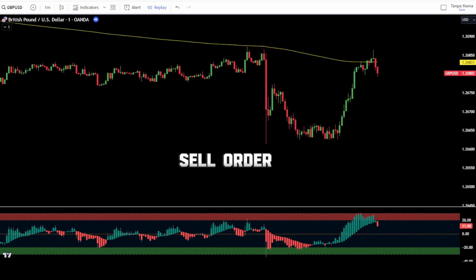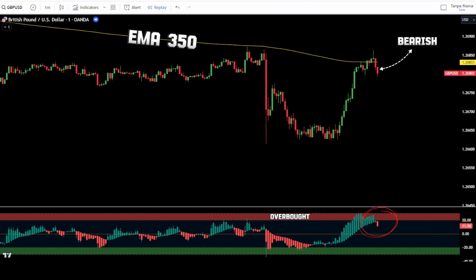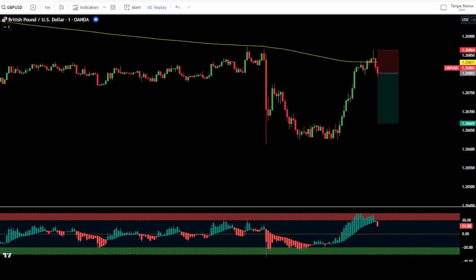To initiate a sell order, if the candlestick is below the Exponential Moving Average or EMA 350, focus on entering a sell position. Wait until the Heikin Ashi RSI Oscillator candlestick enters the overbought area. Once the Heikin Ashi RSI Oscillator candlestick has exited the overbought area and changed color from green to red, ensure that the price candlestick is bearish. If all conditions are met, you can execute a sell entry after the closing of the price candlestick. Place a stop loss at the most recent swing high. Target your take profit using a risk and reward ratio of 1 to 1.5.